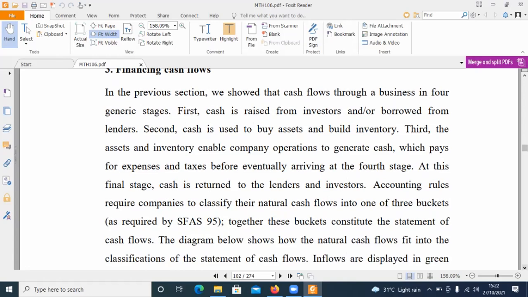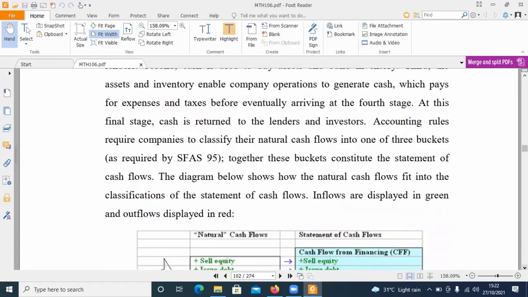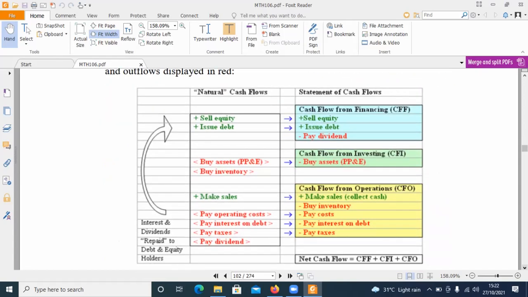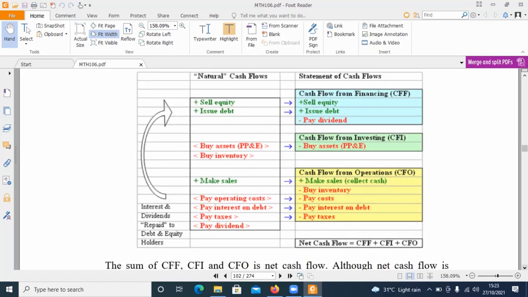So please take your time. These are much business related, and these are the categories or stages of cash flow in the table. The sale of equity and issue of debt is the first stage. The buying of assets and buying of inventory is the second stage. Then the third stage is the next phase, while the fourth stage is paying operating costs, paying interest on debt, paying tax, paying dividends and every other thing. And the statements you can see reflecting on the other side of the table.